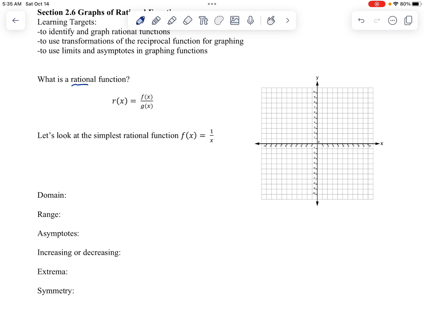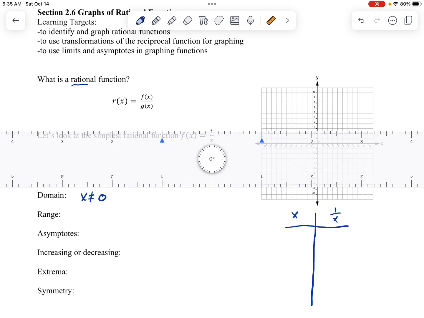If we look at 1 over x, think of just the points you would graph and the points you can't graph. So if I have 1 over x, what can my x not be? My domain. My domain is x cannot be 0. And I'm going to have an asymptote there. So let's draw the asymptote. I'll get out a ruler.